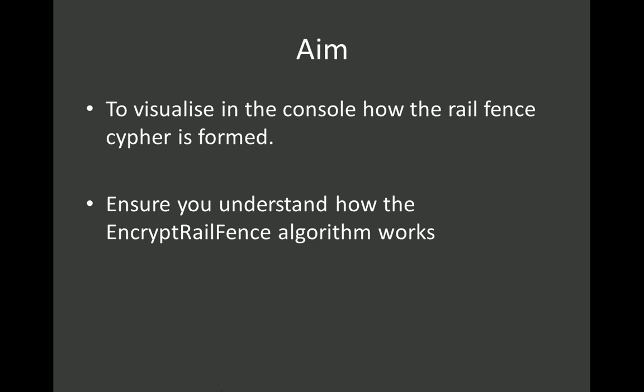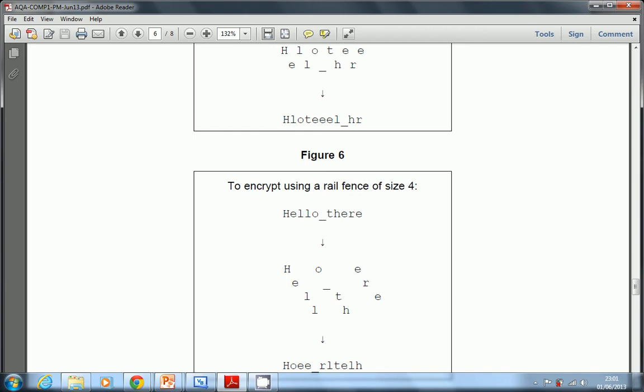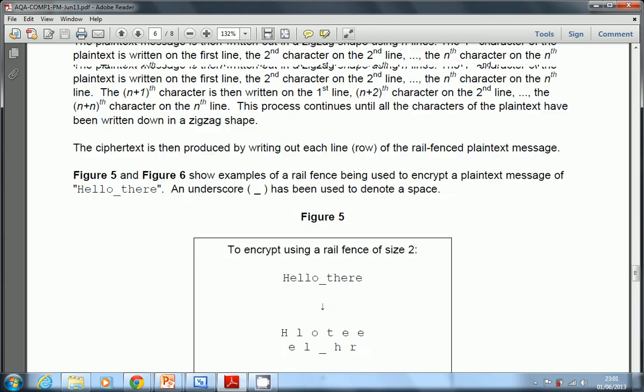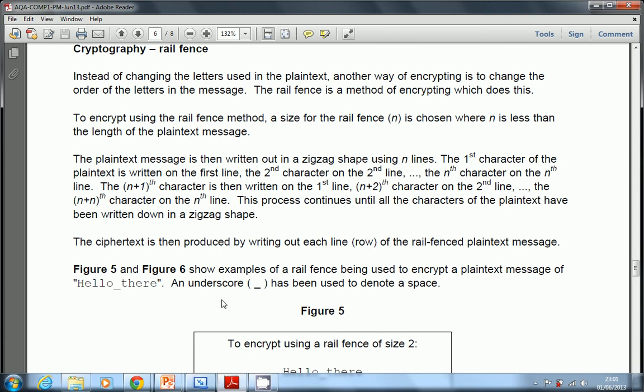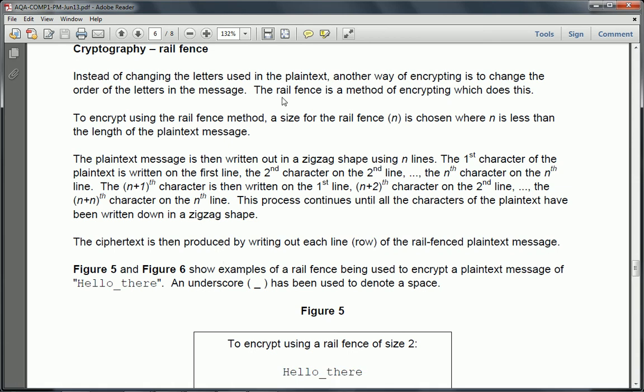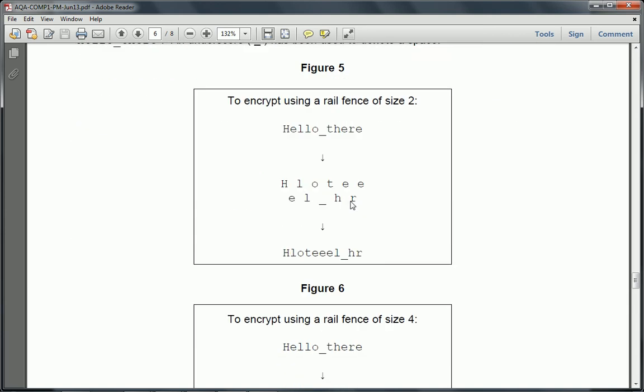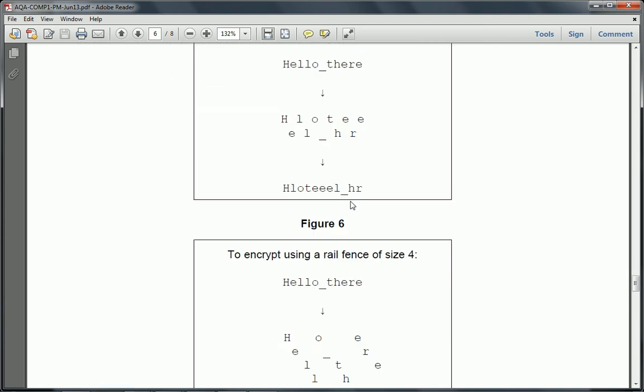I'm not sure how they're going to ask a question on it, but in the pre-release, they go to great lengths to make sure that they say exactly how the RailFence cipher is formed, and they gave you two examples.